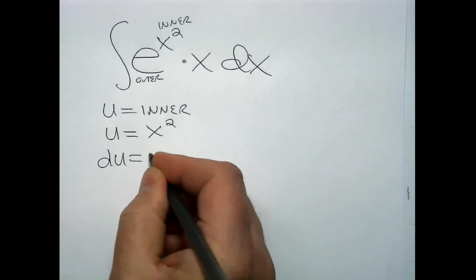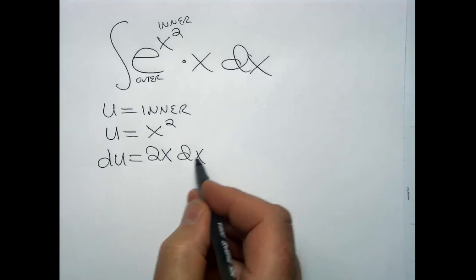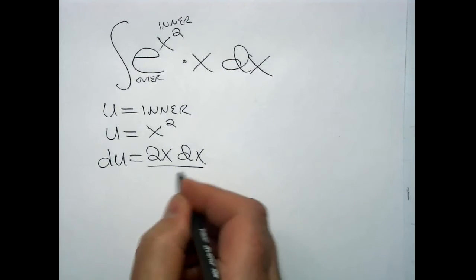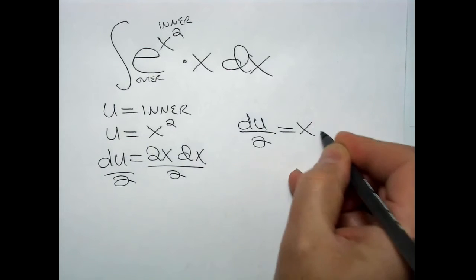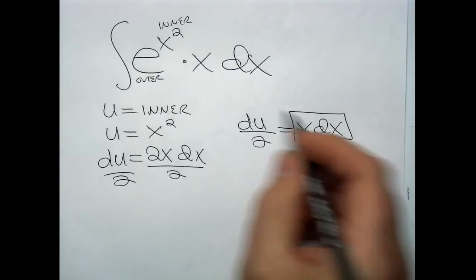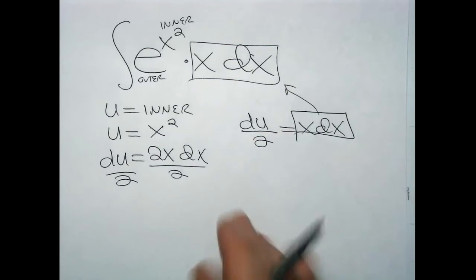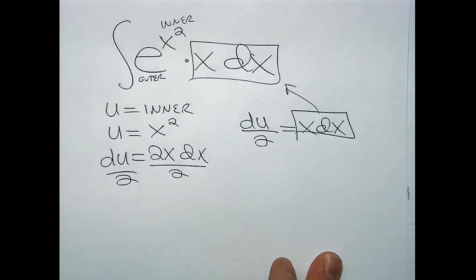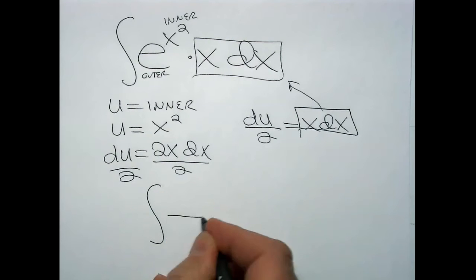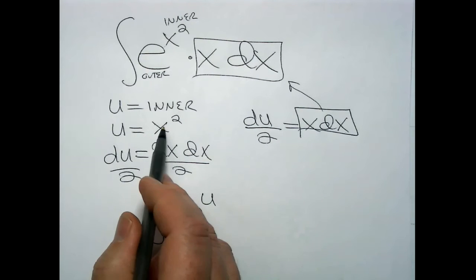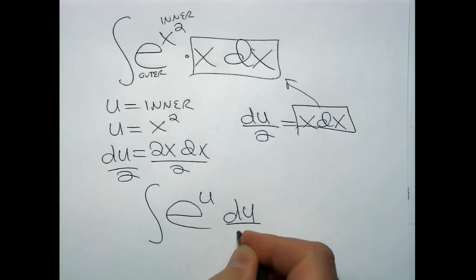Autopilot, du. Take a derivative. That's 2x. And it's du dx, so move the dx over. That's an important part of it. Make sure that dx is there. Divide both sides by 2. And we just learned that du over 2 is precisely the same as x dx. Well, that's going to be very, very helpful to me because x dx is right there. So integrate e to the u, because that's now u right there. X dx is du over 2.